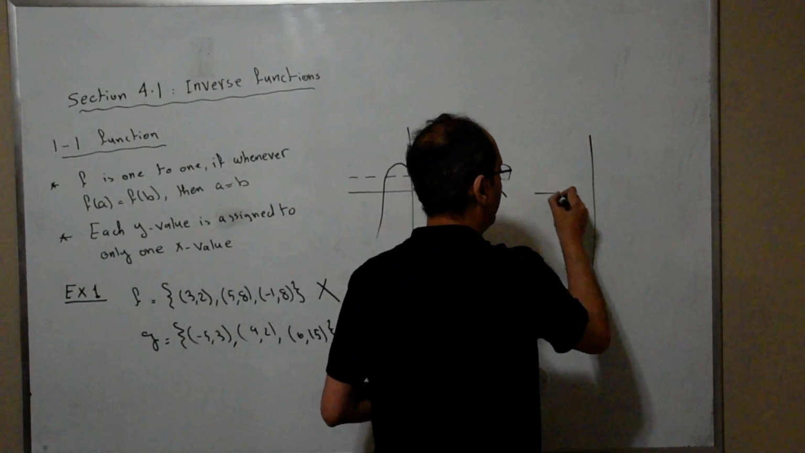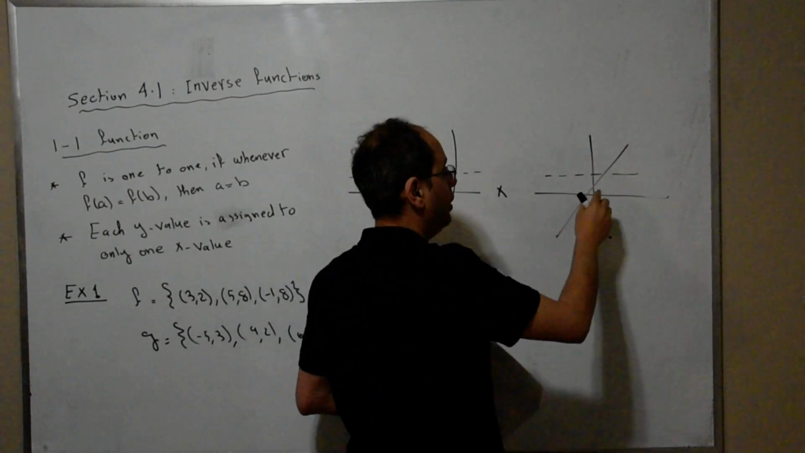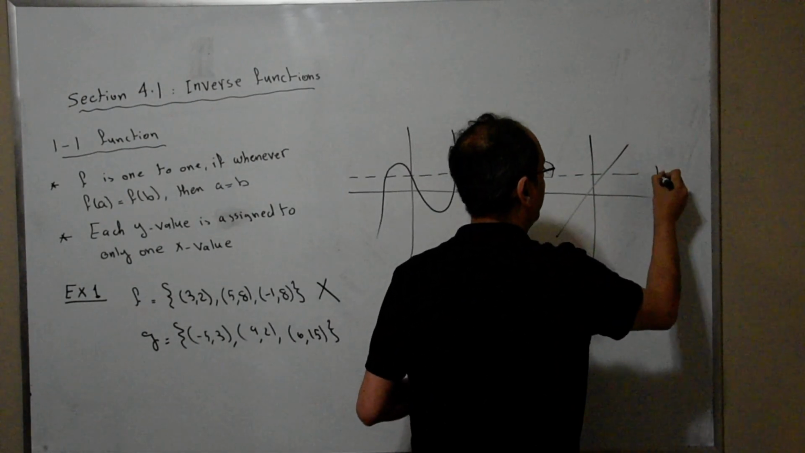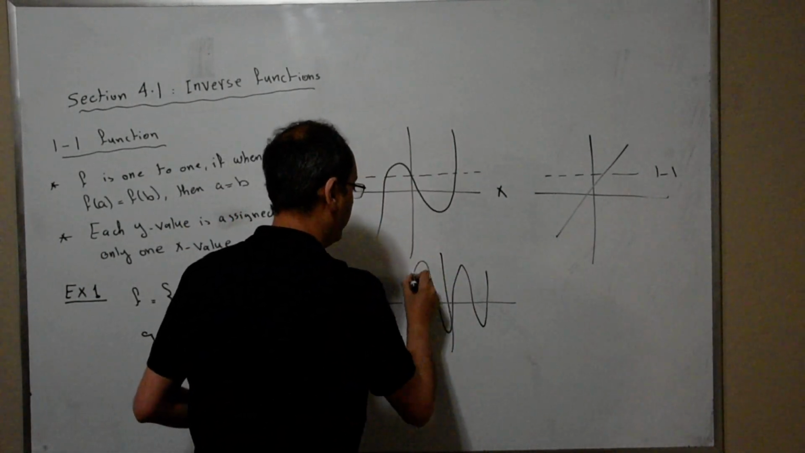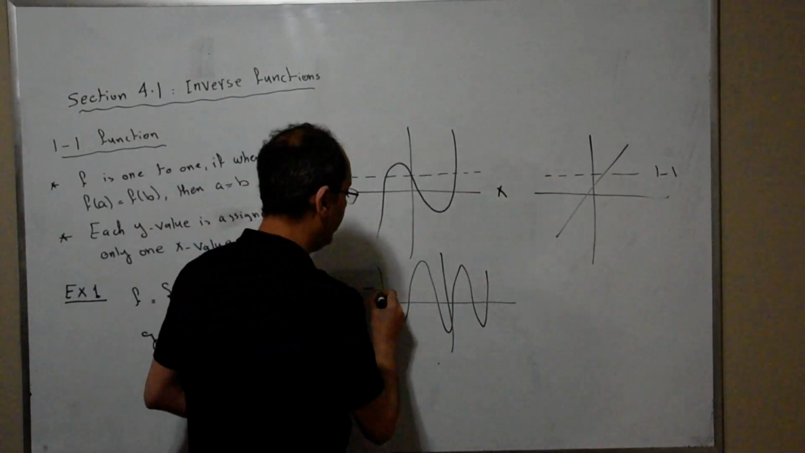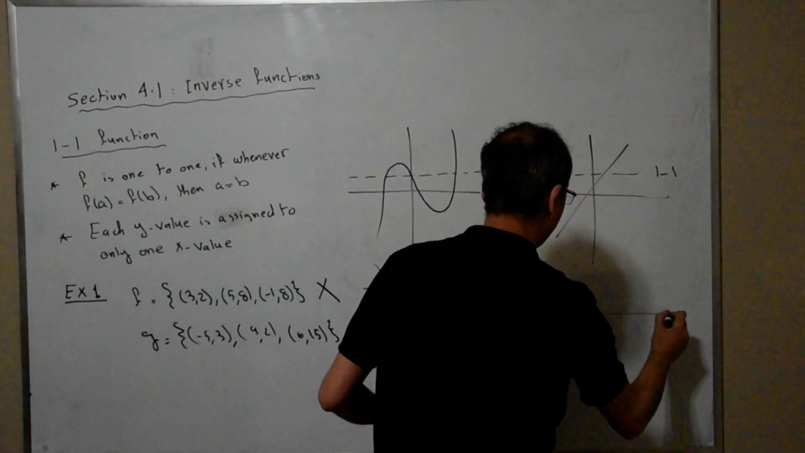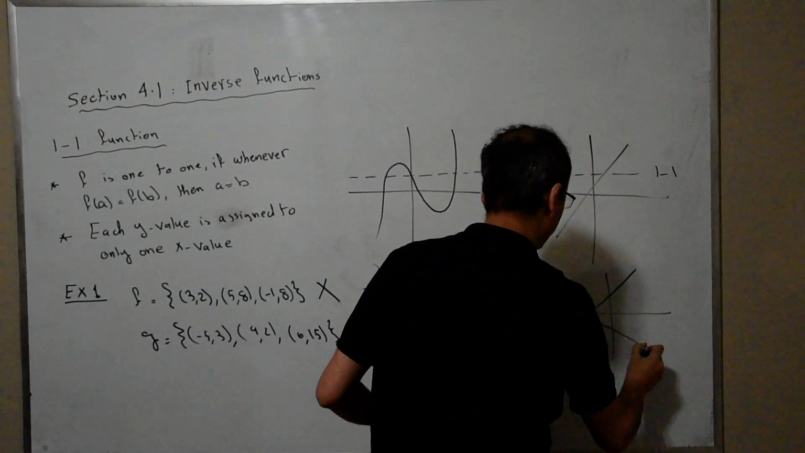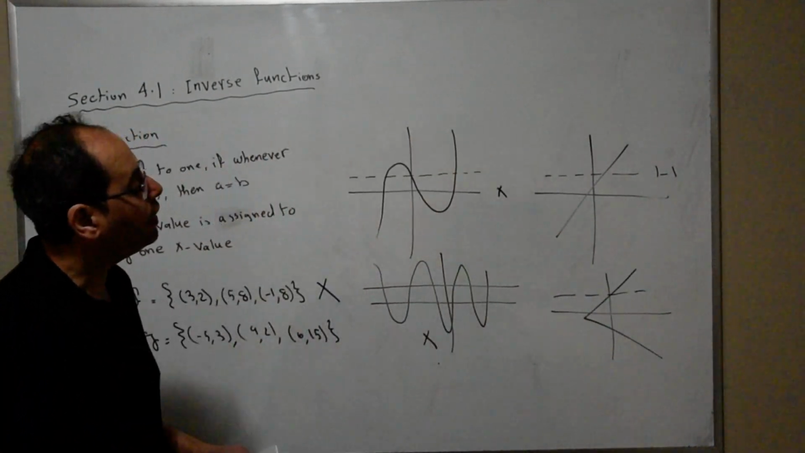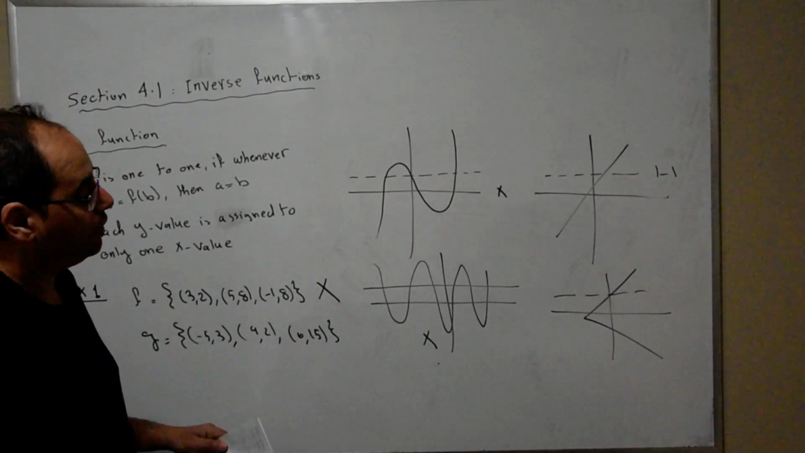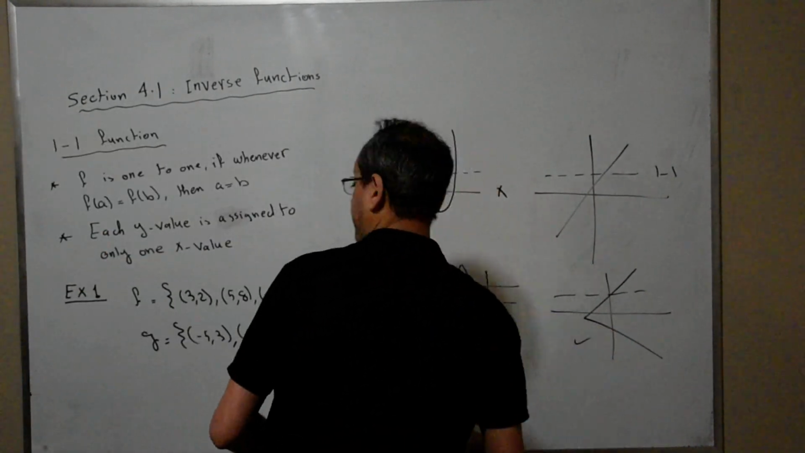Let's get another one, and we went through that before. The horizontal line intersects the function in one point, so this is one-to-one. One more. Horizontal line, more than one point, so not one-to-one. Another one here. Take the horizontal line and it intersects the function in only one point. Therefore, this one is one-to-one.